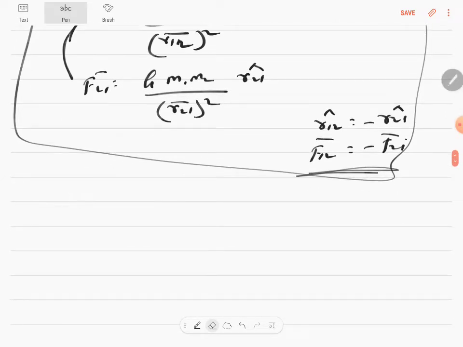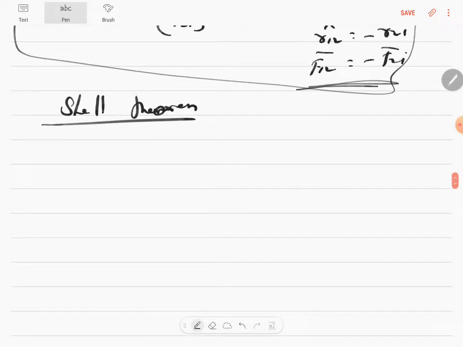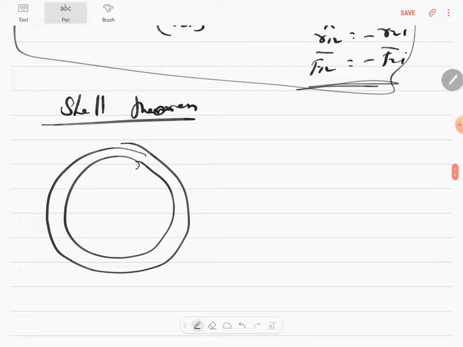Next is the shell theorem. Very, very important shell theorem. They would have taught you in school. Think of an egg shell, where there's no yolk inside. Just think of the egg alone. That's a shell. It's hollow inside. So let's draw a shell. I'm drawing it like a ring, but it's not a ring. It is actually a spherical shell. When you say shell, it means it's hollow and spherical.